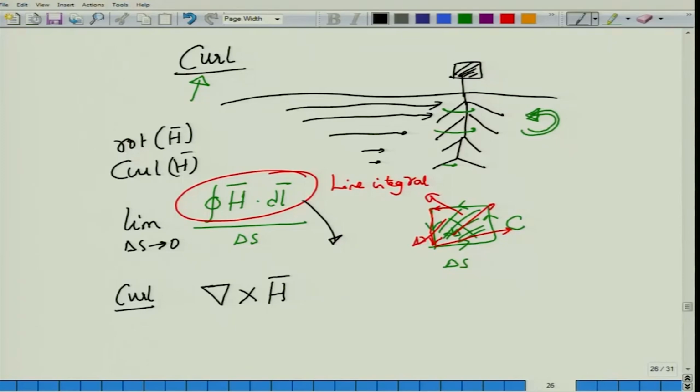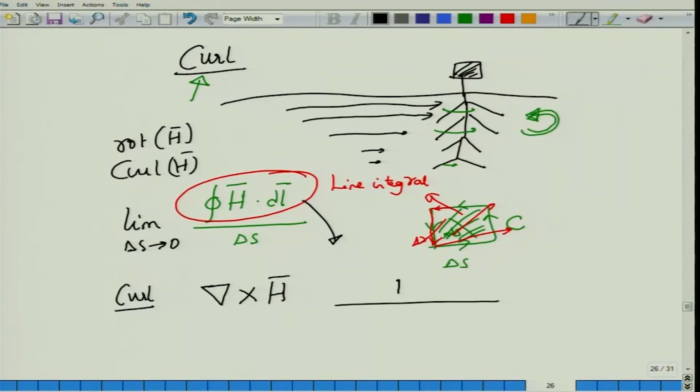You can find out the expressions for curl of H in different coordinate systems. As usual, this is a little complicated in the spherical and the cylindrical coordinate systems. It's not that it's very easy in the Cartesian, but you are able to find the corresponding elements for this curl operation, okay. So far we have seen two operations, one is called the curl and the other one is called the divergence.